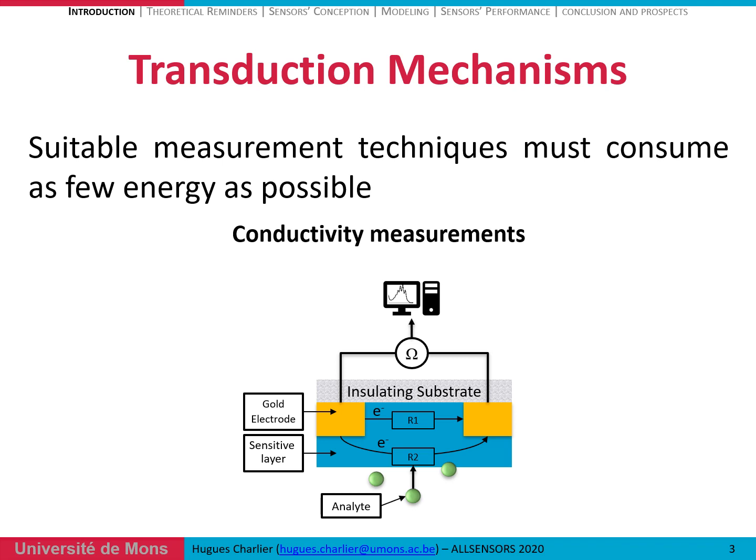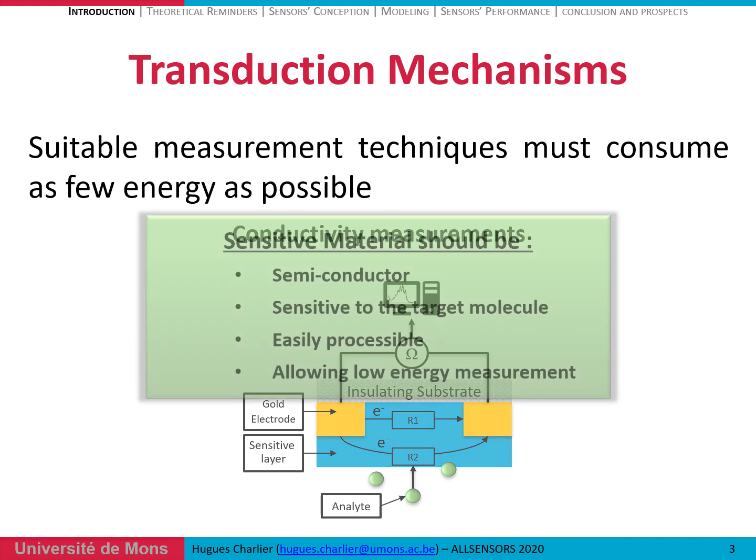In order to fulfill our project requirements, we need to conceive sensors that consume as little energy as possible. To do so, we will perform conductivity measurements where the sensitive layer is simply deposited between two gold electrodes. The sensitive layer will see its resistance modified by the presence or the absence of the analyte, and that will be measured by an electrical transduction system.